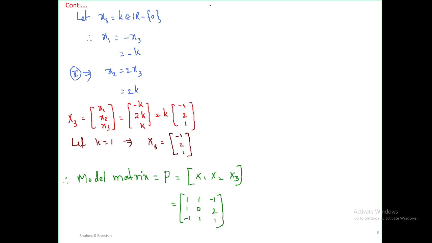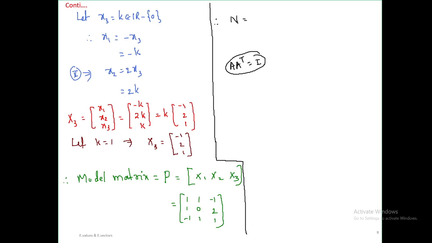Now let us construct N. N is an orthogonal matrix. N is the same matrix, but you take normalized vectors, because if I find the determinant of N, you should get 1. That is called an orthogonal matrix. What is meant by an orthogonal matrix? The definition is, if A is an orthogonal matrix, then A into A transpose is equal to the identity matrix, right? This condition needs to be satisfied. Then that is called an orthogonal matrix.